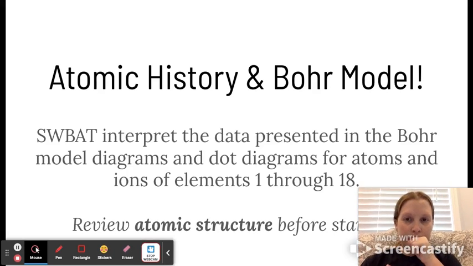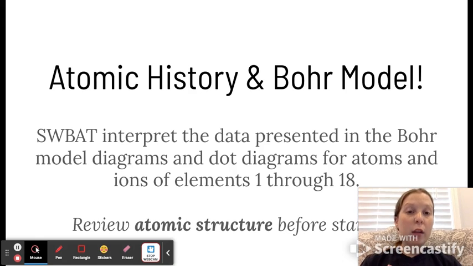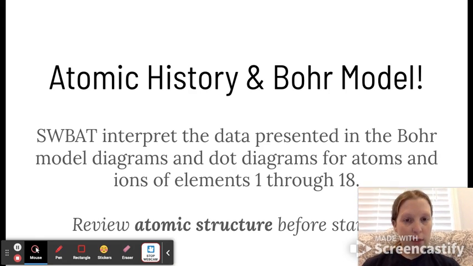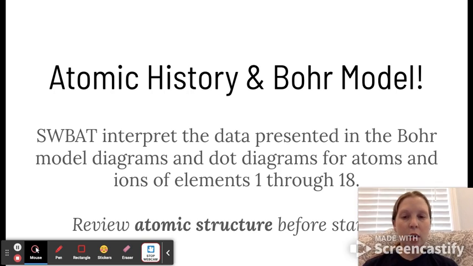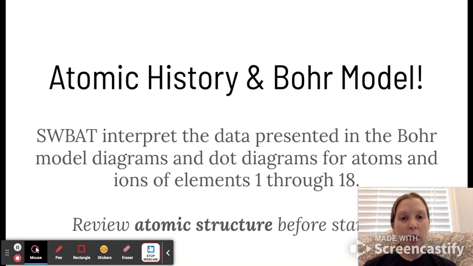Hey everyone, this is a quick video on atomic history and the Bohr model. I'm really going to focus on the Bohr model itself as opposed to the other areas of atomic history because that's what you tend to be tested on the most. By the end of this lesson, you should be able to interpret data presented in the Bohr model diagram.